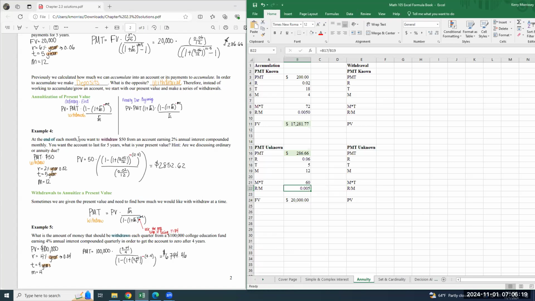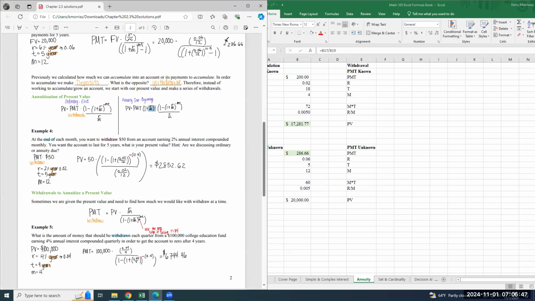So it says at the end of each month, you want to withdraw $50 from your account, earning 2% annual interest compounded monthly. You want the account to last for 5 years. What is your present value? And we haven't talked about it before, but there are 2 types of annuities. One that you compound at the end, or one at the beginning. Their equations are nearly the same. You just have an extra compounding period at the beginning, versus at the end, you don't have an additional compounding one. So if you were to use the annuity due, your equation would change ever so slightly.